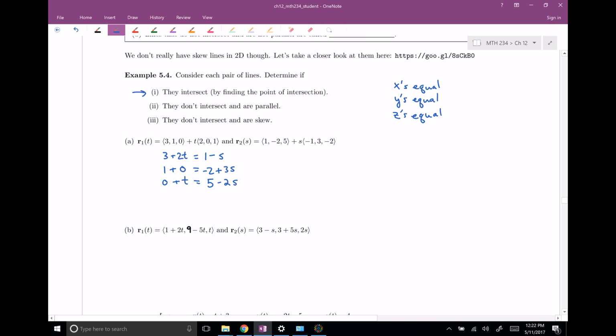So if they intersect, we need these three things to be true. And in fact, let me see here, which one do I want to start with?